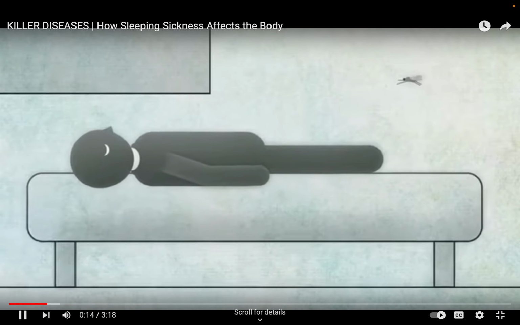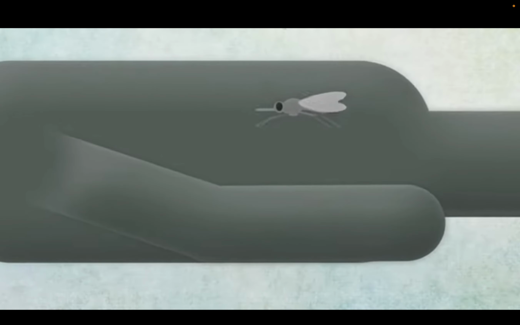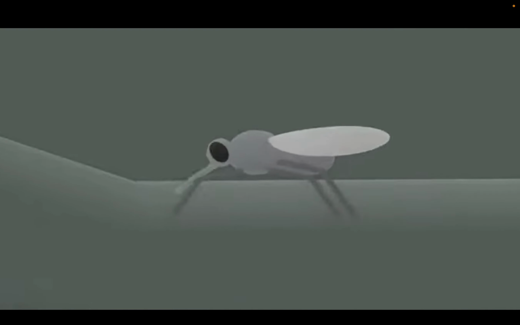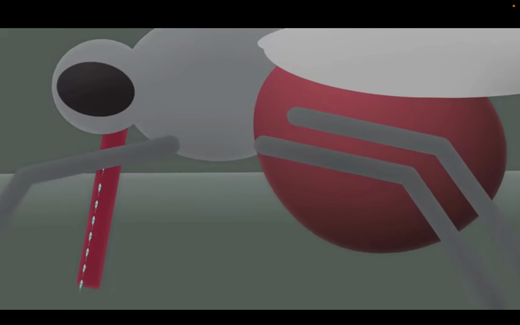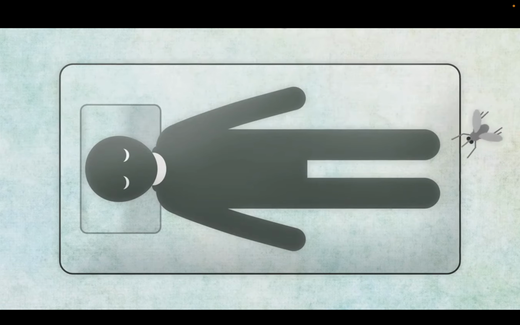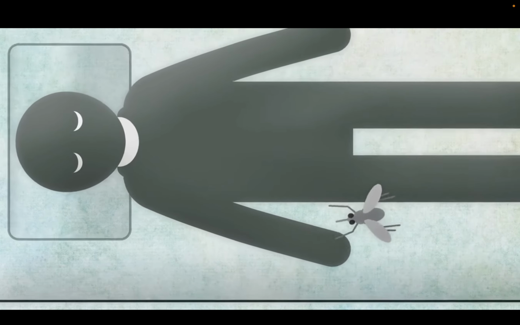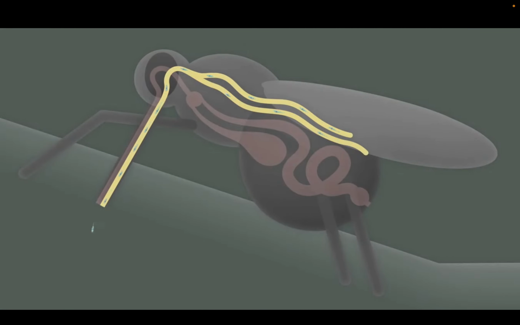The sleeping sickness cycle starts with a bite from a tsetse fly. If the fly bites someone who's already sick, it ingests parasites as well as blood. These parasites, called trypanosomes, accumulate in the fly's gut. 20 days later, they migrate to the tsetse fly's salivary glands and are ready to infect another victim when the fly next bites.